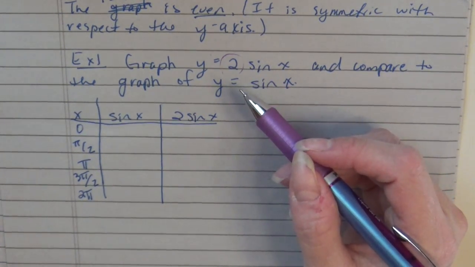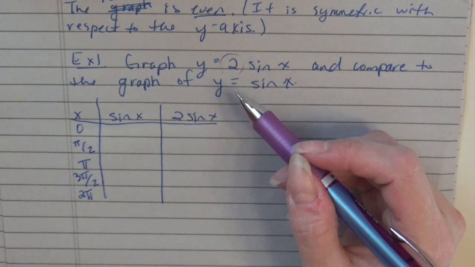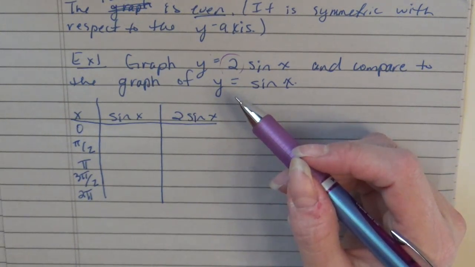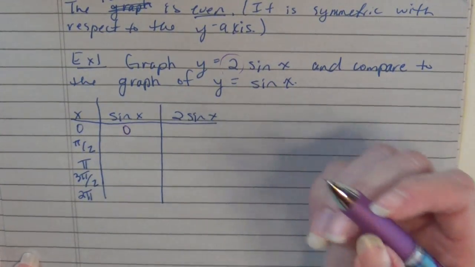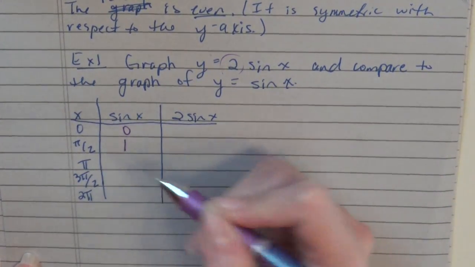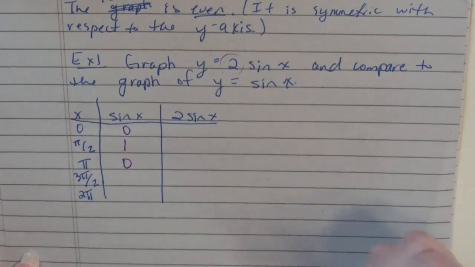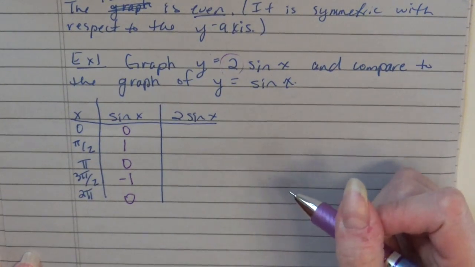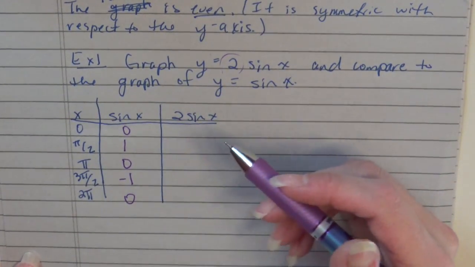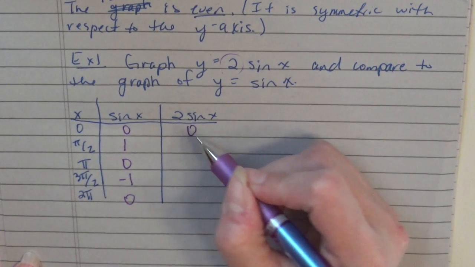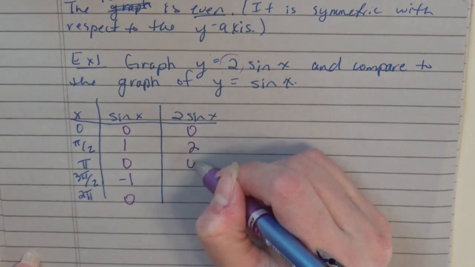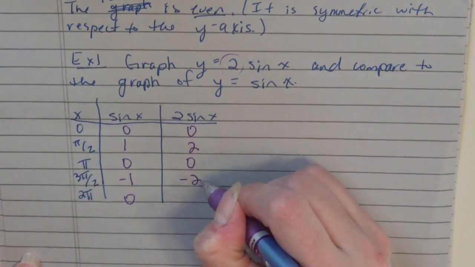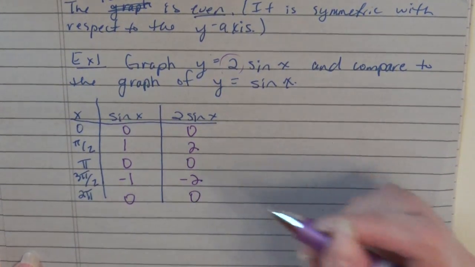So our values for sine: when x equals 0, y equals 0. When x equals pi over 2, sine of pi over 2 was 1. Sine of pi was 0. Sine of 3 pi over 2 was negative 1, and sine of 2 pi was 0. Alright, what happens if I multiply all this by 2? Well, 2 times sine of x is still 0. 2 times 1 is 2. 2 times 0 is 0. 2 times negative 1 is negative 2. And 2 times 0 is 0.